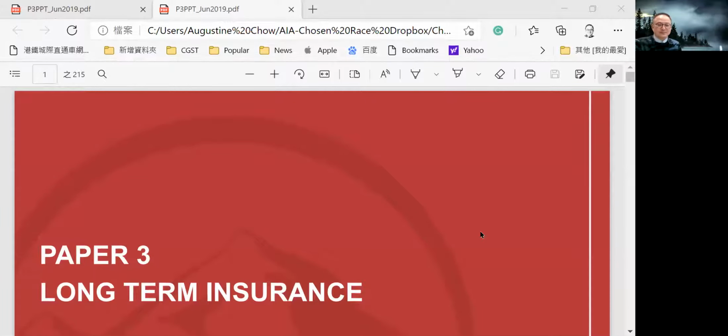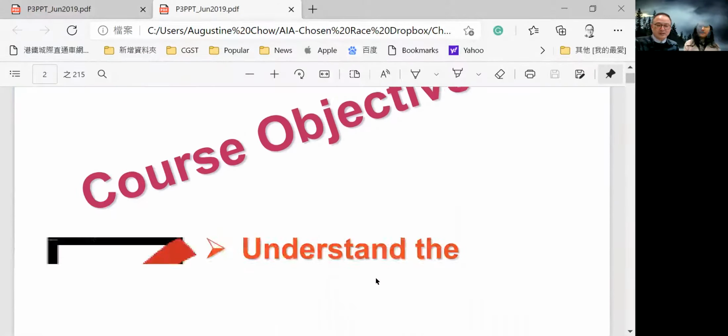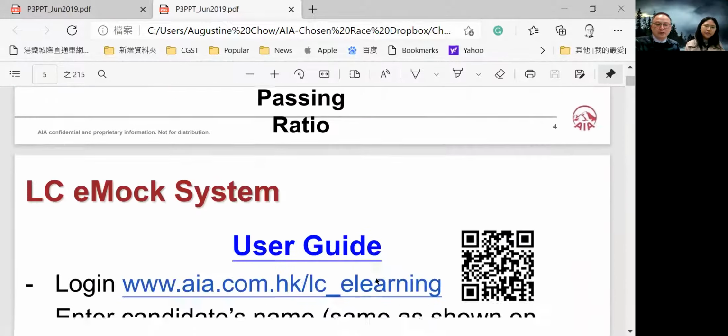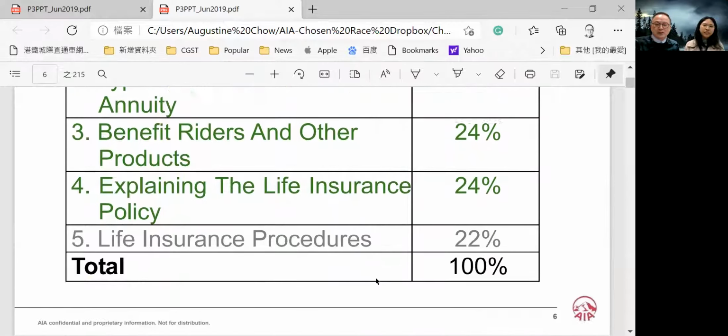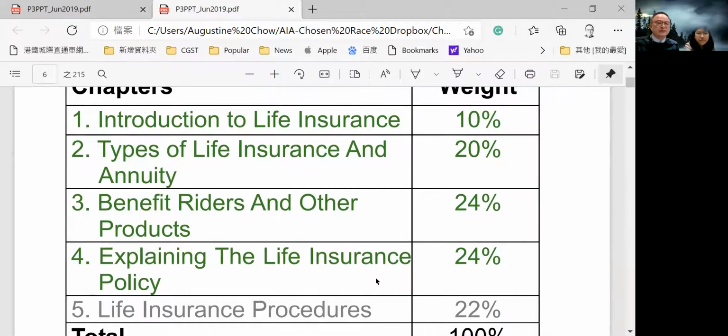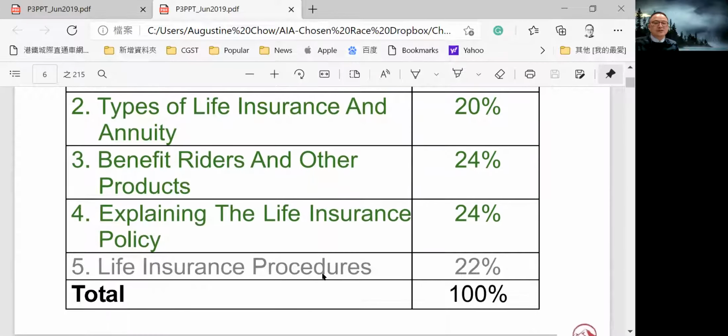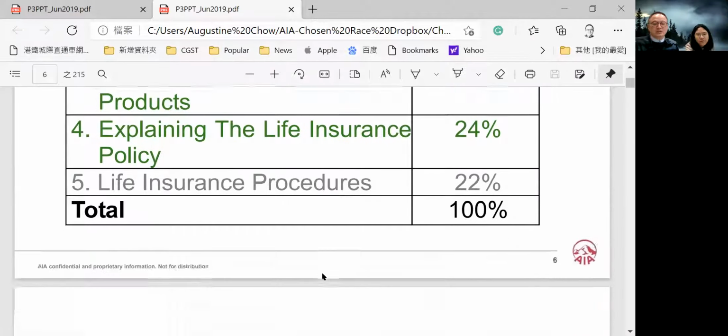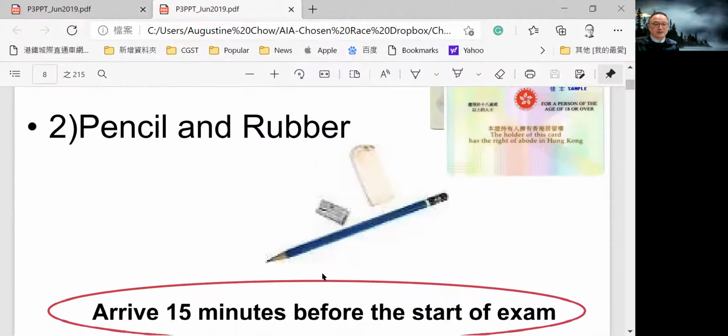Before we do this sharing, I must tell everyone, this is from AIA. Now, paper three, long-term business. Pay attention to the distribution of the examination questions, 100%, so it's spread evenly. Type of insurance, riders, policies, and life insurance procedures, pretty evenly. You cannot escape any part of it.